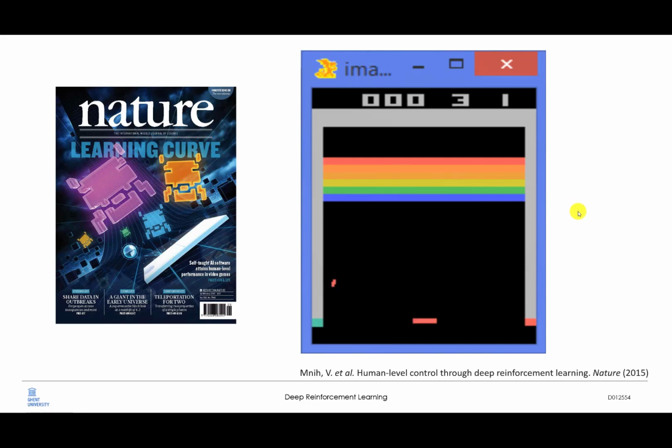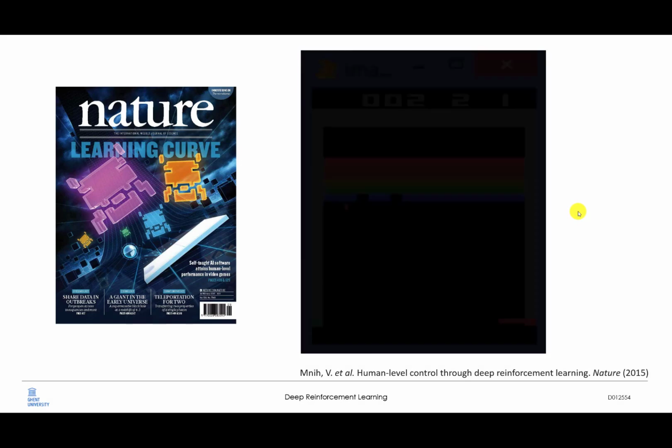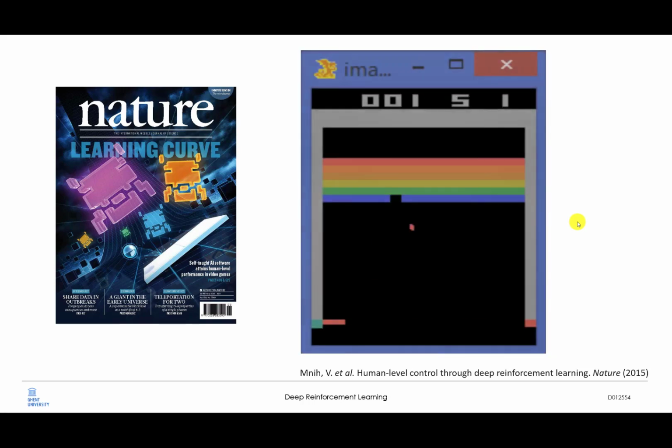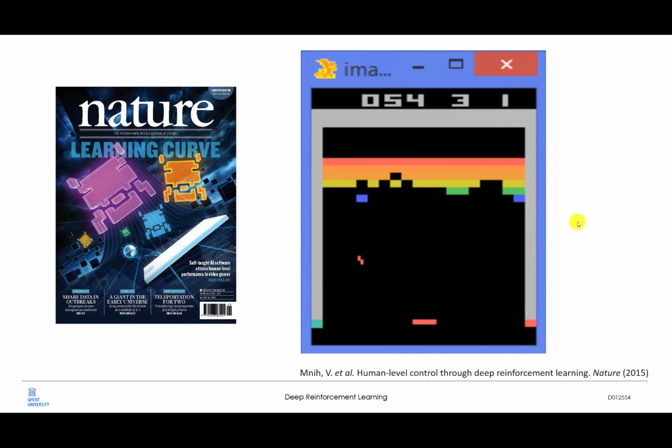And so as you can see here, in the beginning, this is only a few training hours. So here we have 120 minutes of training. It starts playing quite well, as you can see. Right, so it has learned how to optimize the rewards that it gets for taking all these actions.